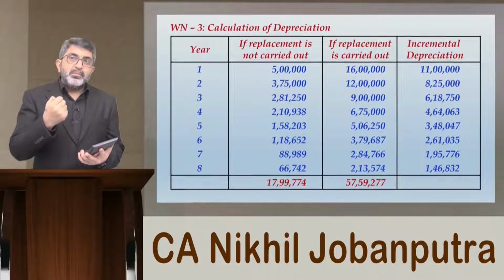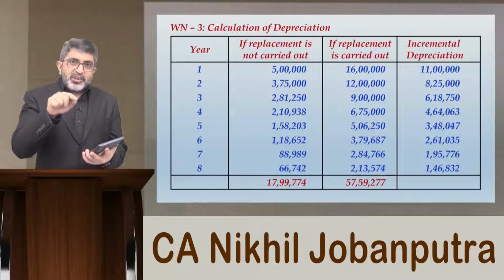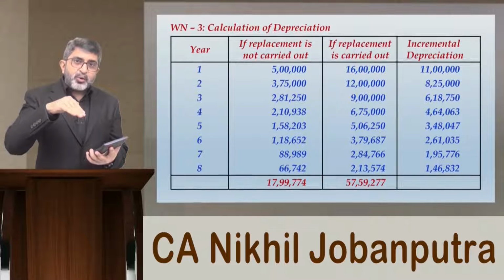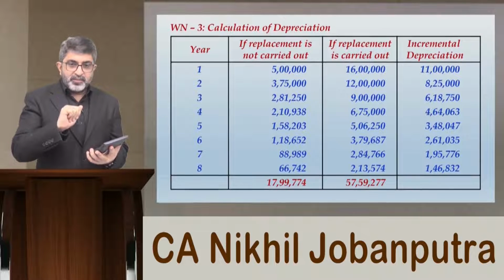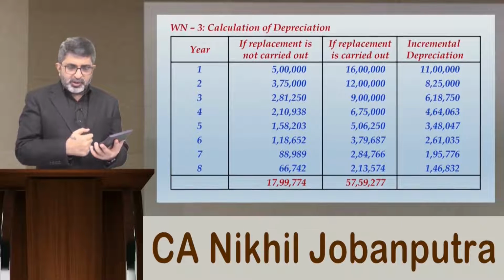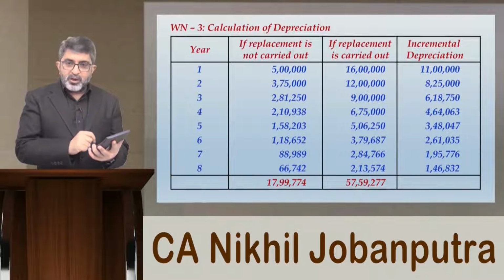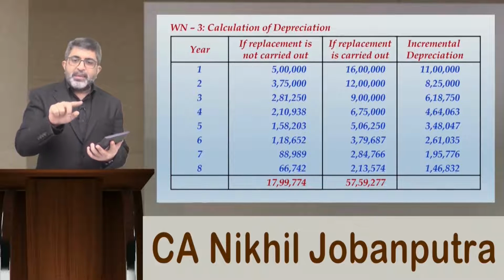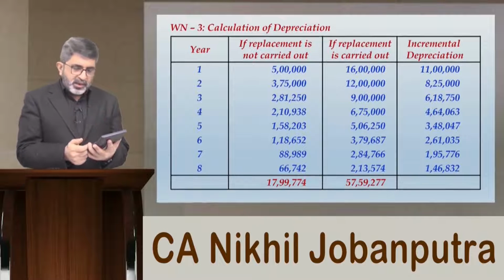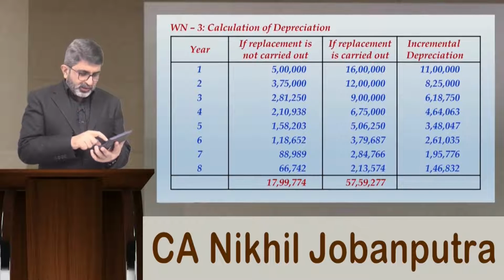But the shortcut approach of computing depreciations rapidly: each year depreciation is charged at 25%, so the remainder WDV will be at 75%. That means each year's depreciation will be 75% of the earlier year's depreciation. Pick your calculator and take 0.75 as input, that is 1 minus the depreciation rate. Because depreciation rate is 25%, what I am inputting over here is 75%, 0.75. Multiply this to the first year depreciation, that is 5 lakhs.